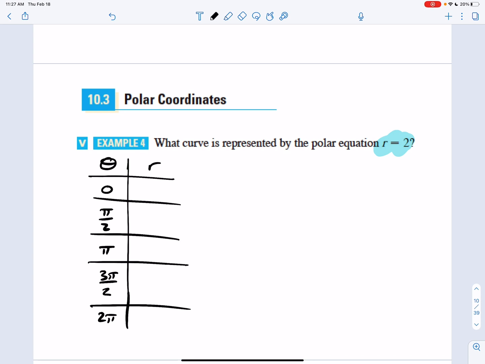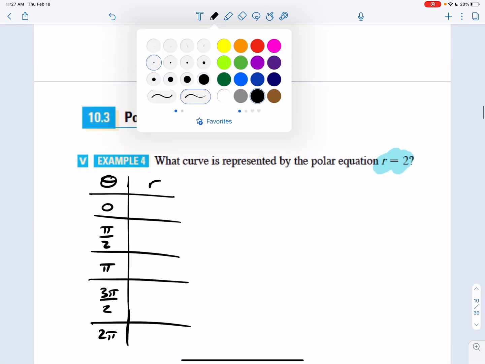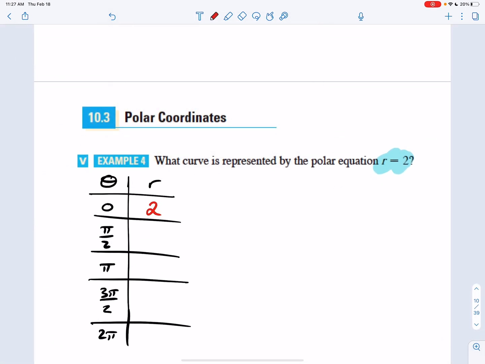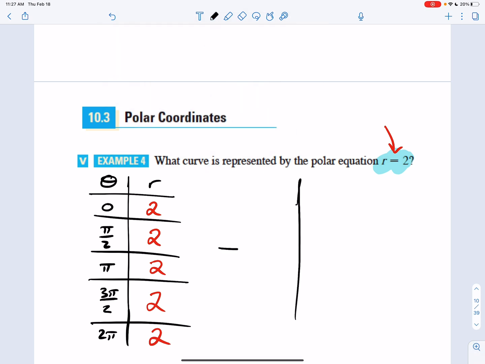when my angle is 0, notice how there's no angle here, so that means my radius should be 2. So if my angle is pi over 2, it doesn't matter. My radius, according to this equation, will always be 2. Pretty easy to do, right? Okay, what if we were to plot this? What would it look like? Now, we could plot points in between, but that would take forever, okay? So let's take a look at just this first point.